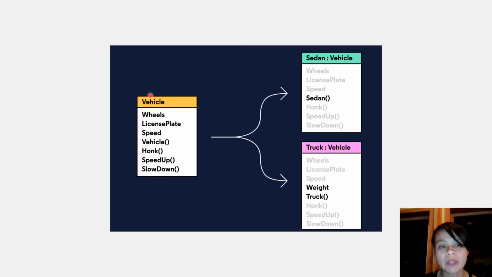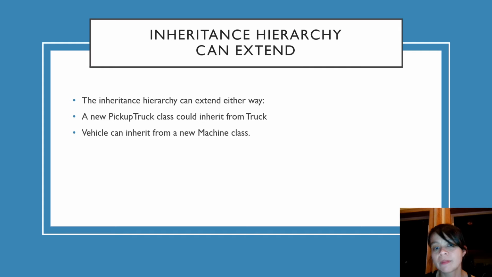Here we have the vehicle class. You have all that, wheels, license plate, speed, properties, honk, speed up, slow down methods, all of them would be in the superclass, the vehicle class. Derived from that, you can have the subclasses, sedan and truck. They would have all the same stuff from the superclass, and in addition, their own members. Sedan would have the sedan method, and truck would have the weight truck method, unique to each one of these classes, but they still have all the others.